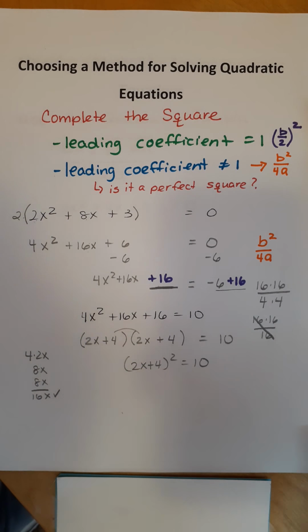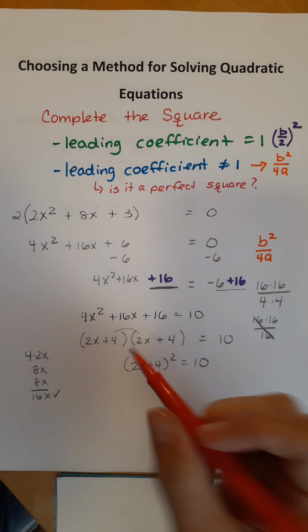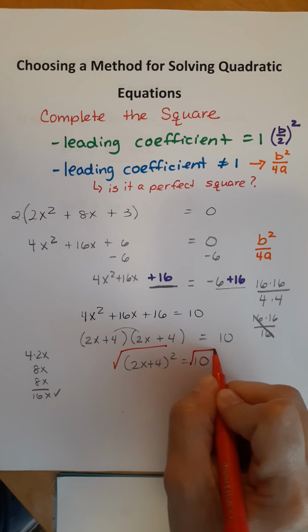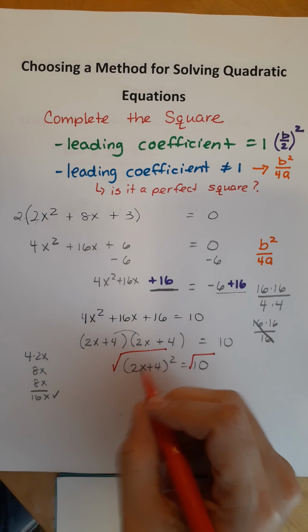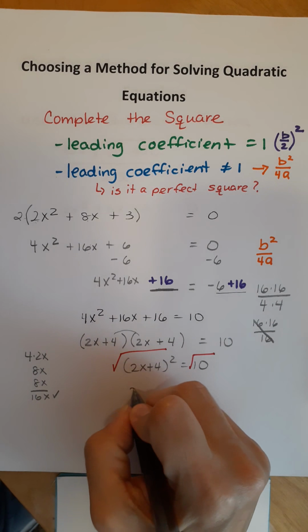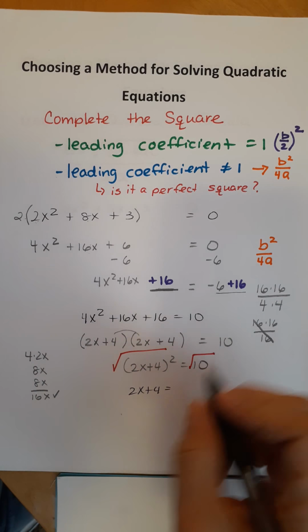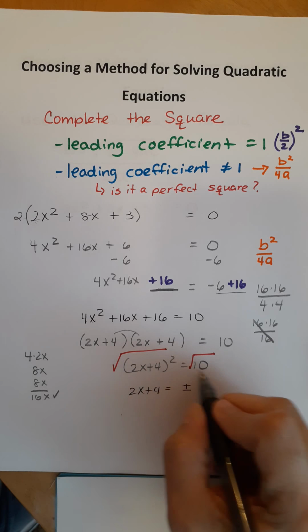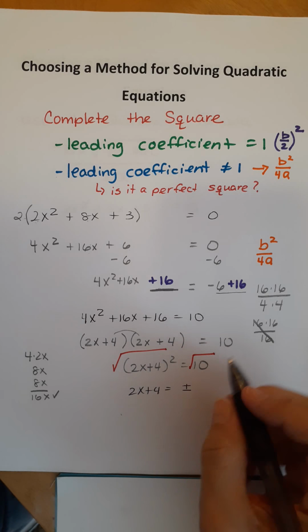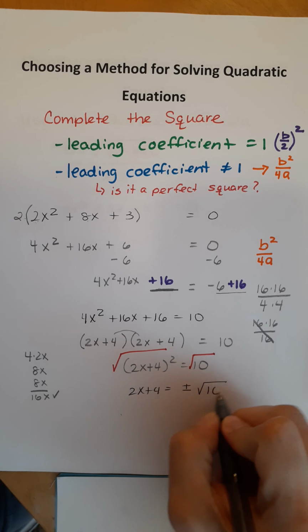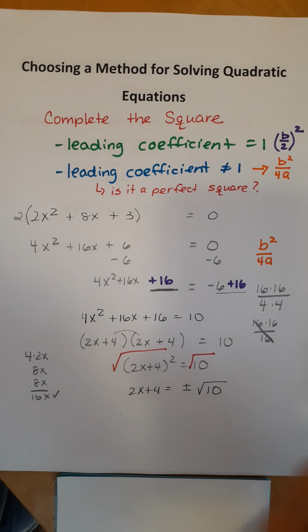All right. Now let's take the square root. The square root of both sides gives me 2x plus 4 equals plus or minus. Remember, when we take the square root, we have to do plus or minus. It's equal to plus or minus the square root of 10.